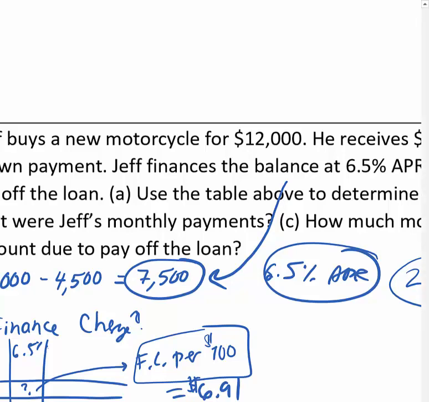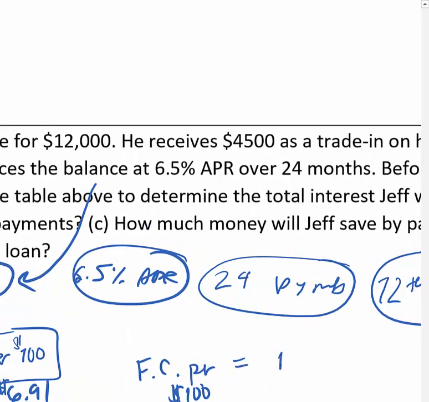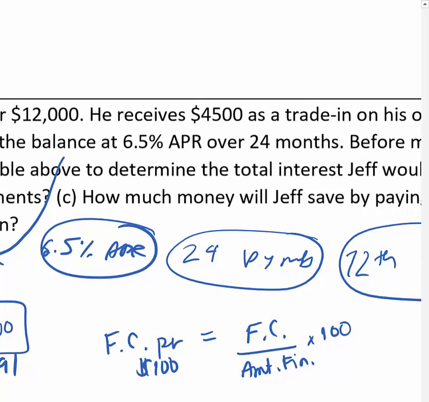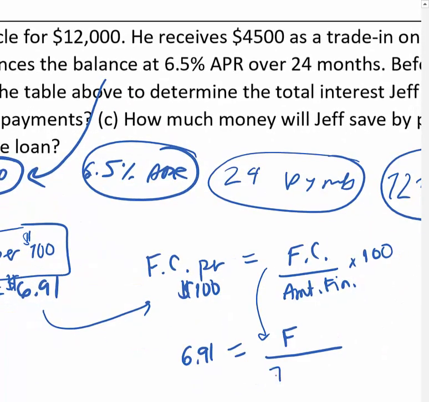Okay. So then if I want the actual finance charge, I can use the formula we used before. What was it? The finance charge per $100 equals the finance charge over the amount financed times 100. It's just that this time in this formula we know different things. I actually know the left side, 6.91. I don't know the finance charge, so I'll leave it as a variable F. And the amount financed, what did we say it was? 7,500 was the amount he had to finance.